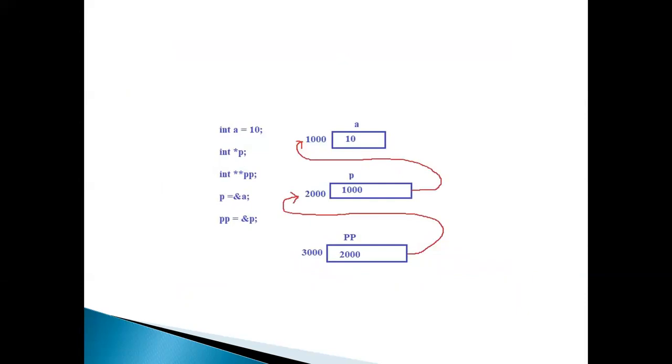See the diagram. int a equal to 10, an ordinary variable. Then int *p, a single pointer, then int **pp, that is pointer to pointer or double pointer. p equal to address of a, pp equal to address of p. The pointer pp points to the other pointer p, and the pointer p points to the ordinary variable a. See the diagram.